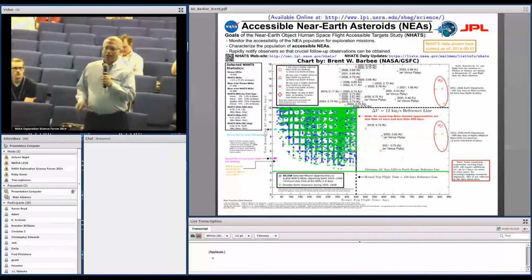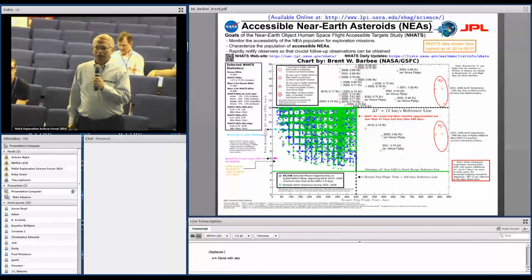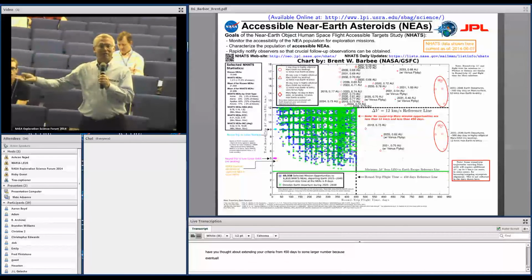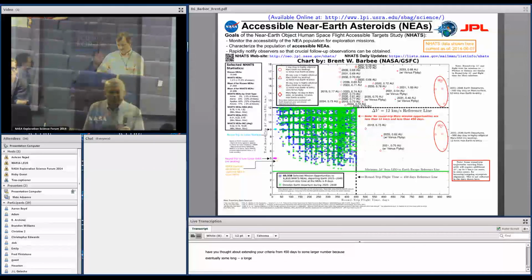David Gump with Deep Space Industries. Since getting to Mars takes so much more time, have you thought about extending your criteria from 450 days to some larger number, because eventually a longer voyage will be necessary to get to Mars?